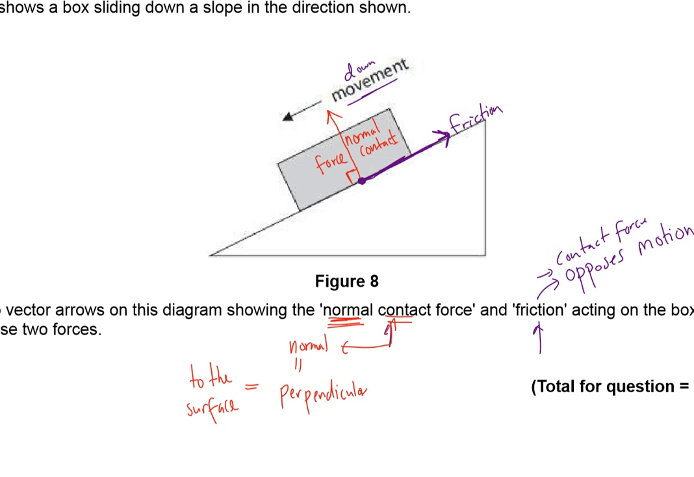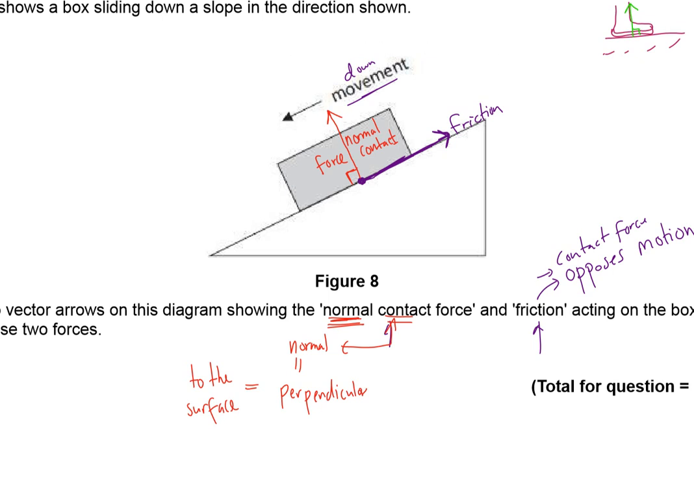It's always perpendicular. Let me do one example here. Let's say I have the ground, and someone is standing on the ground. The normal contact force will be from the ground pushing up. So this is the normal contact force, always perpendicular to the surface.